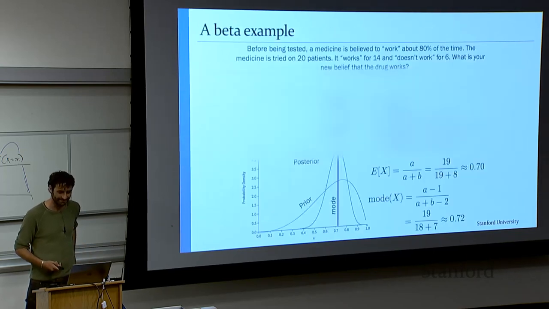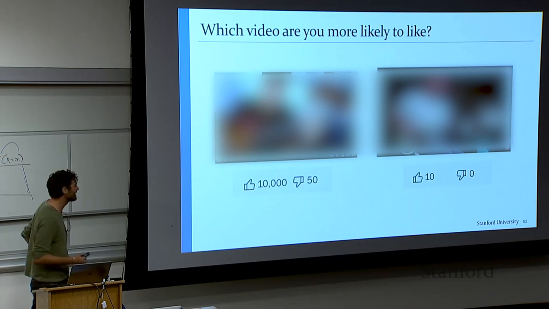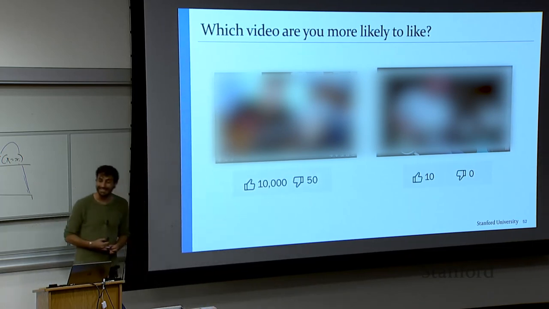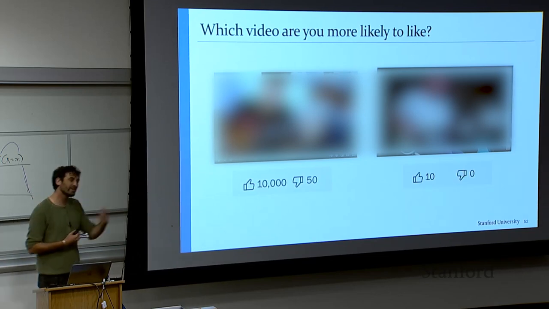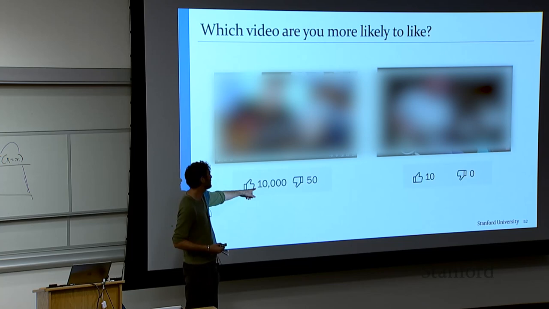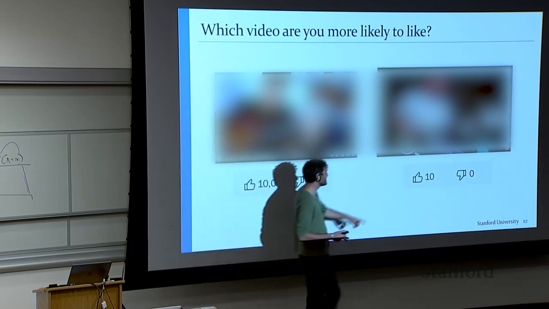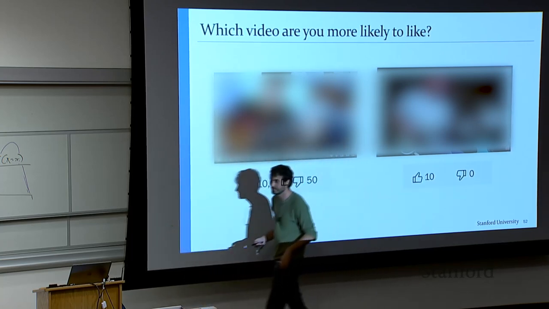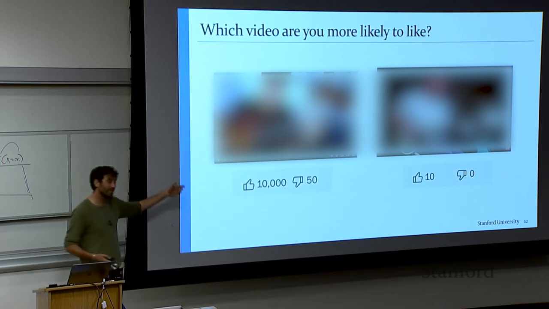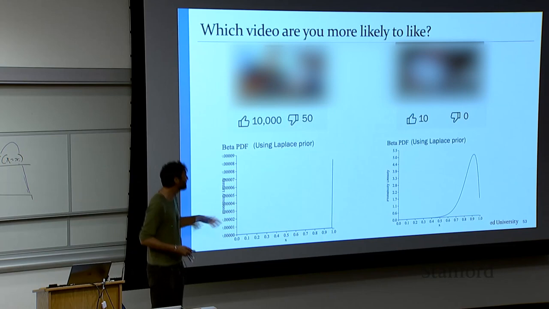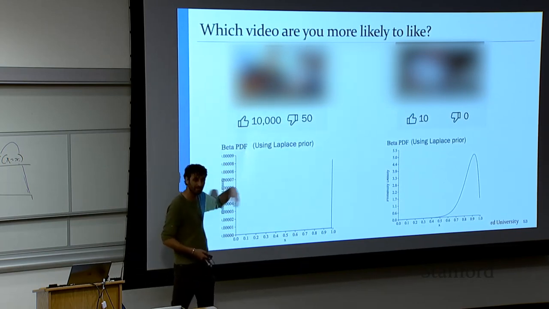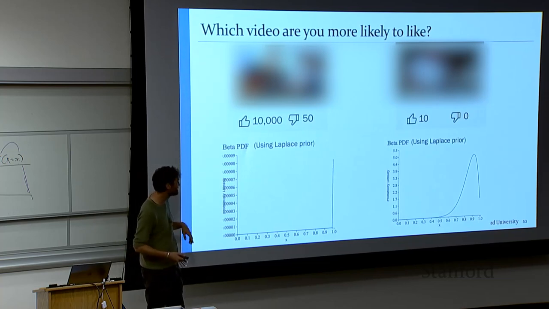Okay. So, next question for you guys. Which video are you more likely to like? So now that you know about betas, we can think about these as coin flips. This is a coin that's been flipped 10,050 times, and this is a coin that's been flipped 10 times. We could just think about the probabilities as frequentists, or we can think about the probabilities with beta distributions. And if you thought about the probabilities with beta distributions, in this case I'm using that fancy Laplace prior, so I imagine 1 heads and I imagine 1 tails.